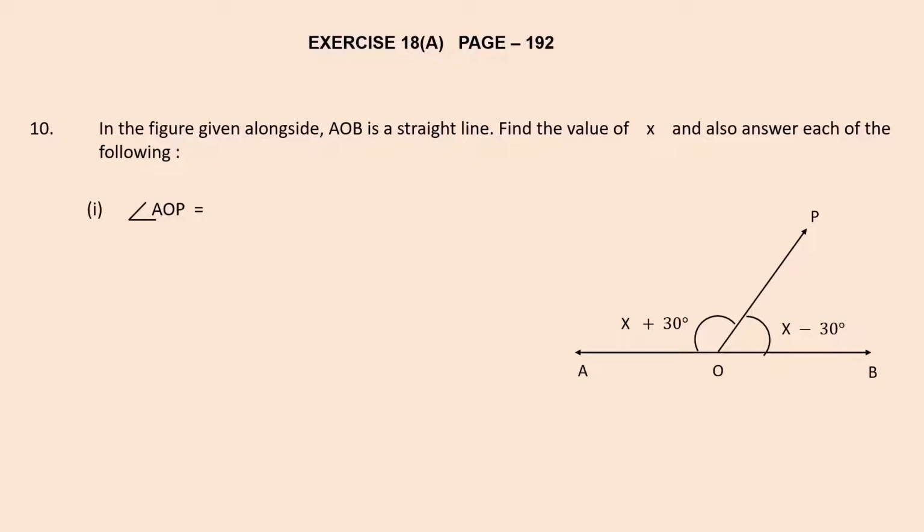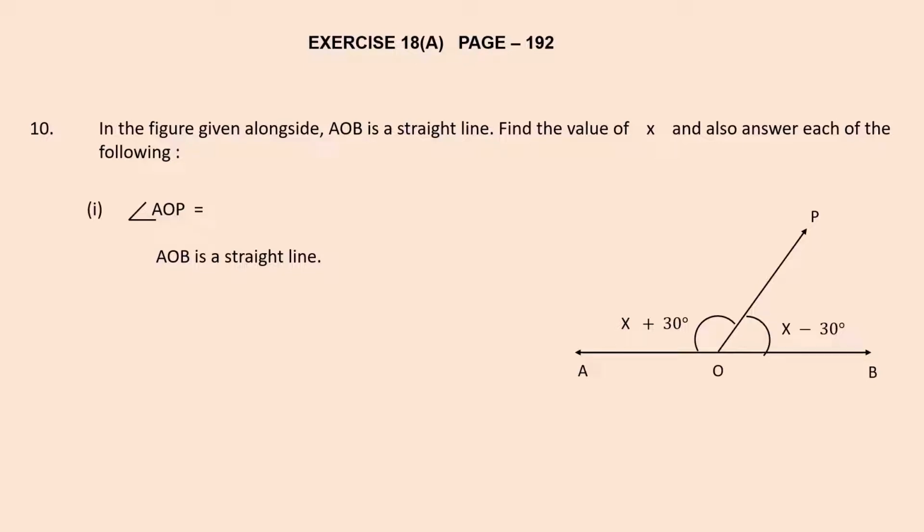In the figure given alongside, AOB is a straight line. Find the value of x and also answer each of the following. So we are asked to find the value of angle AOP. What are we given? Let's write down what is given to us. First, AOB is a straight line. That's given to us clearly, isn't it, in the question?